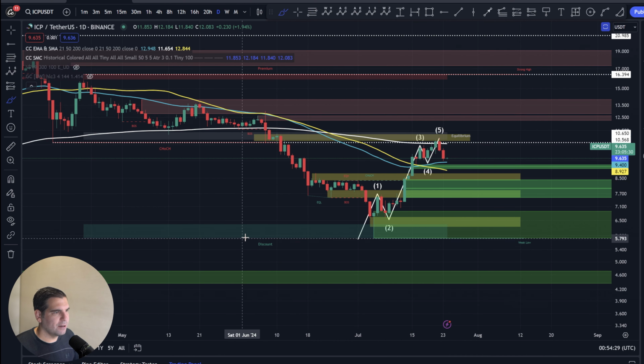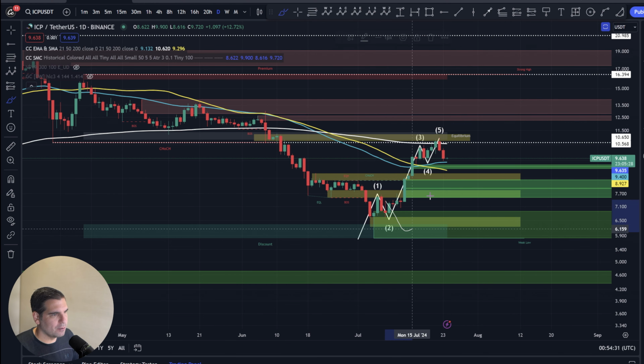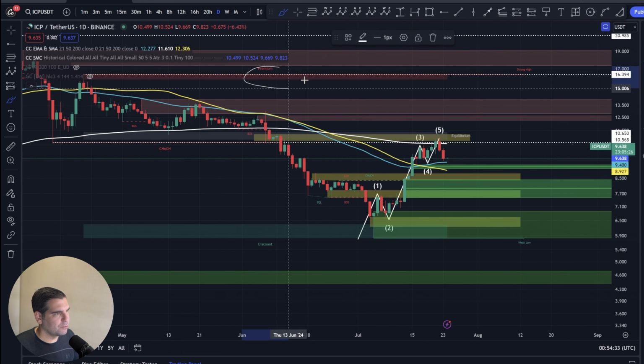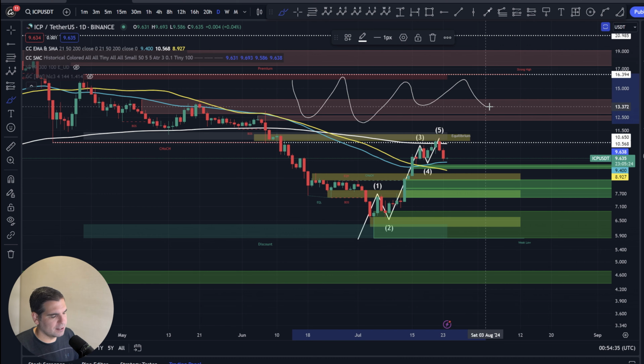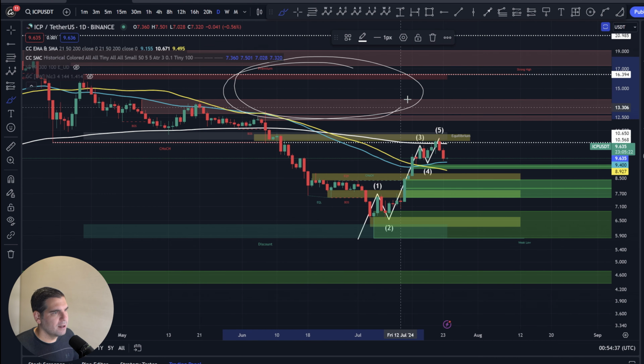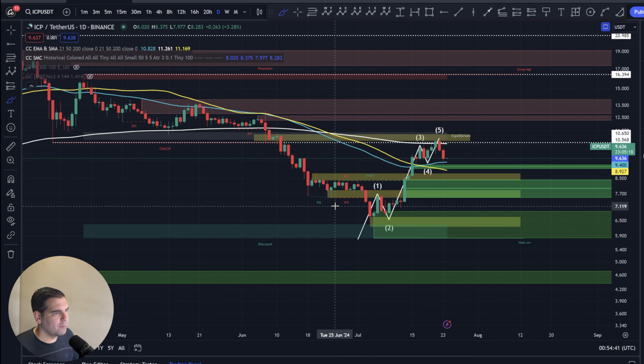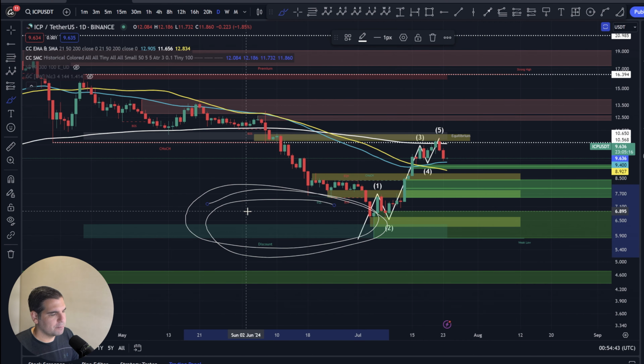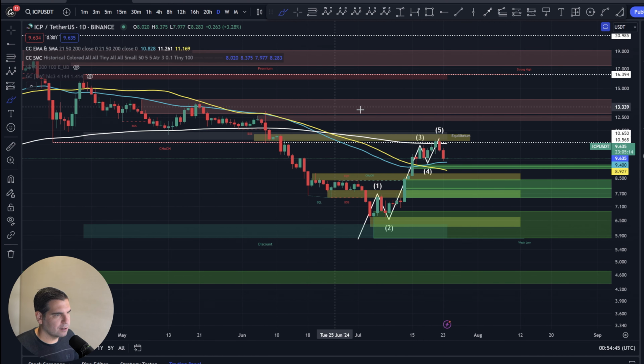Now, obviously, anyone who understands discount knows it's where all your buyers are. And the premium area up here is where all your sellers are. Anyone buying ICP up in this higher range is paying a premium. Anyone buying ICP at this lower range is buying it at a discount. That's kind of the concept there.